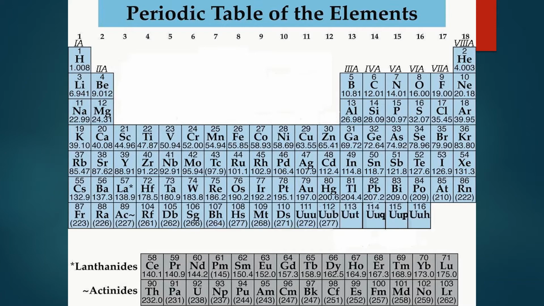After lanthanum, atomic number 57, and after actinium, atomic number 89, the elements present there are called F block elements. That is atomic number 58 to 71 and atomic number 90 to 103. These elements are kept separately because they have different properties compared to S block, P block and D block elements. These are called inner transition elements. And here the last electron enters into the pre-penultimate shell. That's why these are called F block elements. So these are S block, P block, D block and F block elements.